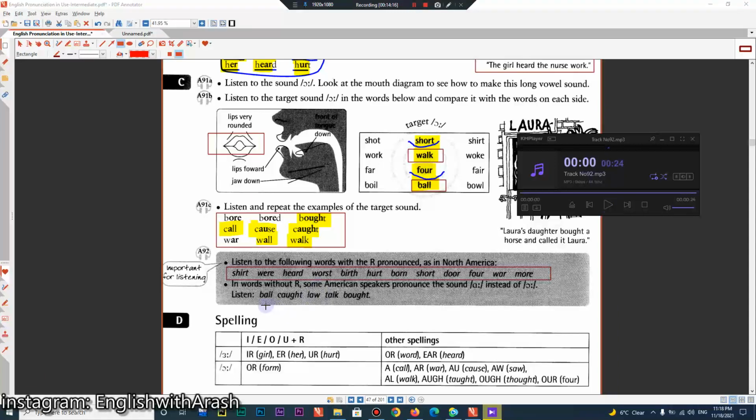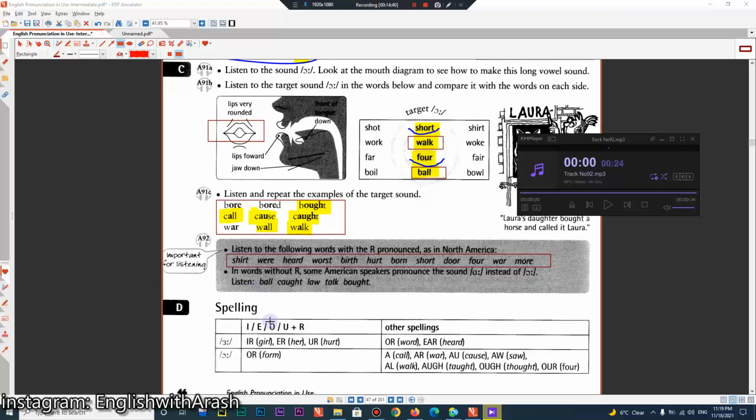So as I told you, although in British it might sound like ball, like the O, in American it's the A sound. Ball, caught, bought, talk. Now you might hear talk in British, but in American it's talk, as it's also mentioned here.